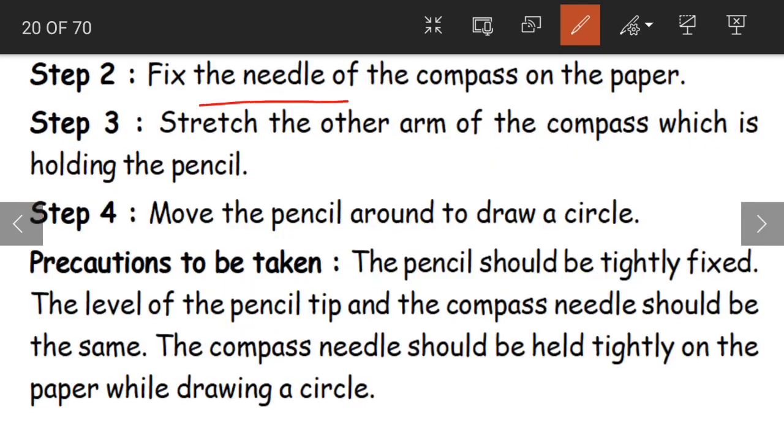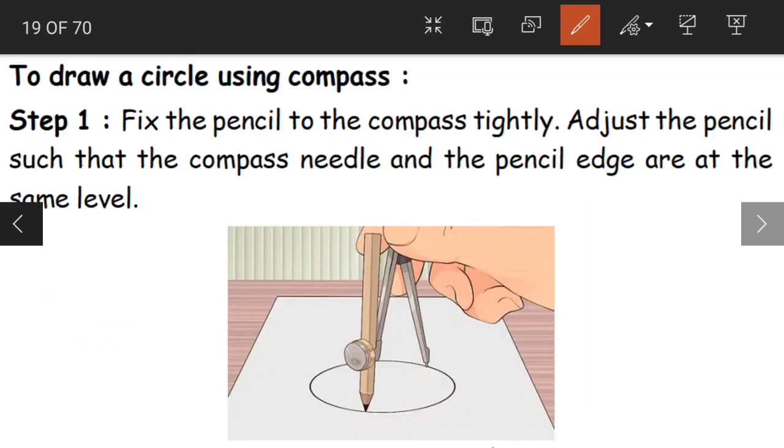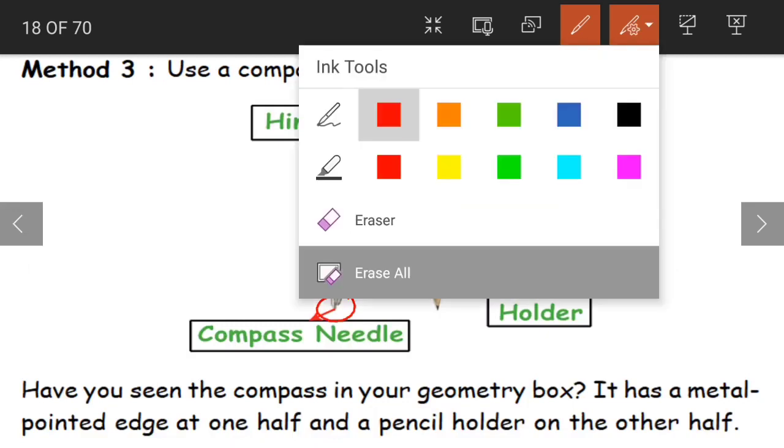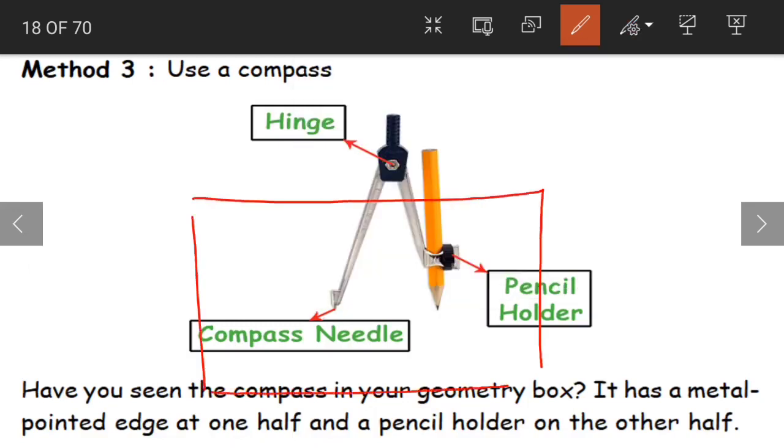Next, fix the needle of the compass on the paper. Stretch the other arm of the compass, which is holding the pencil. So, what should you do for drawing? You have the needle. Suppose this is a piece of paper. On this I'll place my needle firmly in the middle, at one point. And then how do we draw? We draw using the pencil. Yes or no? So you should spread this arm. When you spread this arm, it will spread easily because of the hinge here.